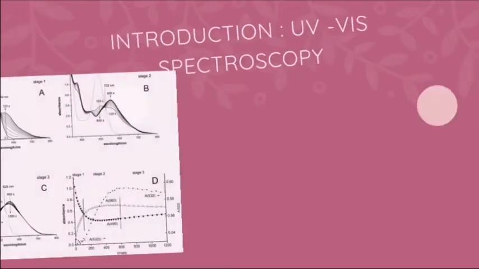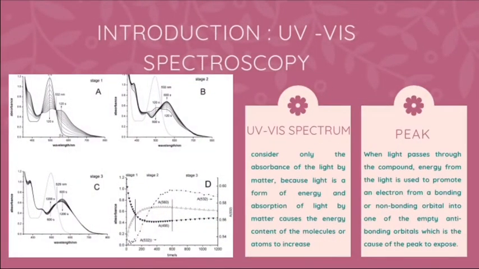UV-VIS spectrum considers only the absorption of light by matter, because light is a form of energy, and absorption of light by matter causes the energy content of the molecules or atoms to increase. For the peak, when light passes through the compound, energy from the light is used to promote an electron from a bonding or non-bonding orbital into one of the empty anti-bonding orbitals, which is the cause of the peak to appear. That's all from me, Izzatul Nurnabila binti Jamil.